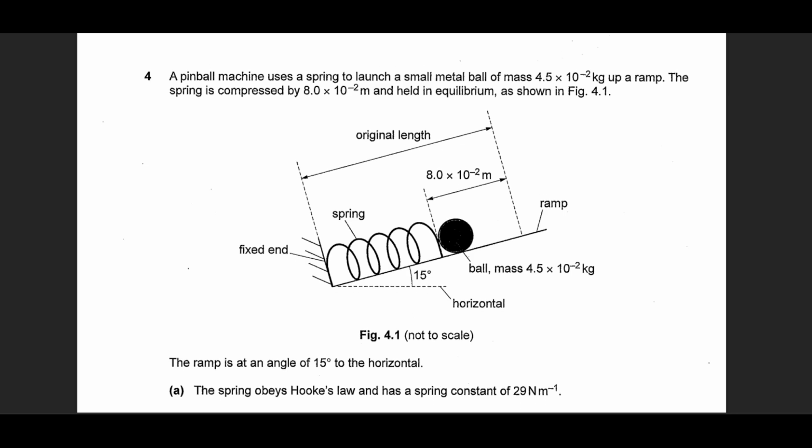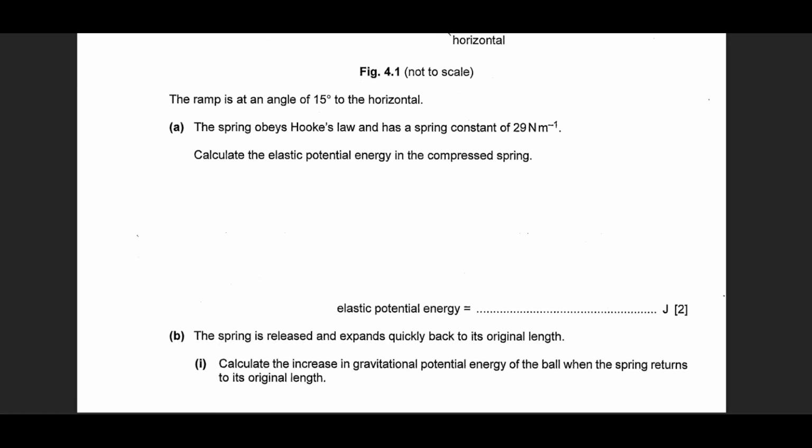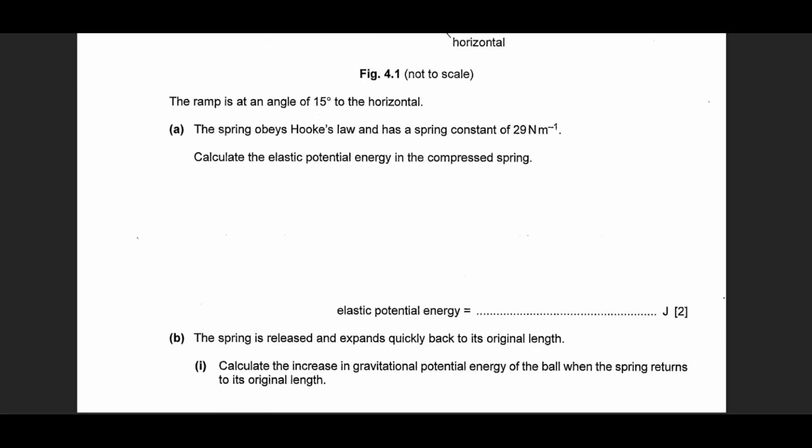Then we have question number 4. He says that the spring is compressed by some external force. Somebody else has done this for us, and now it is being held in equilibrium. Everything is balanced now. He says the spring obeys Hooke's law and the spring constant is 29.